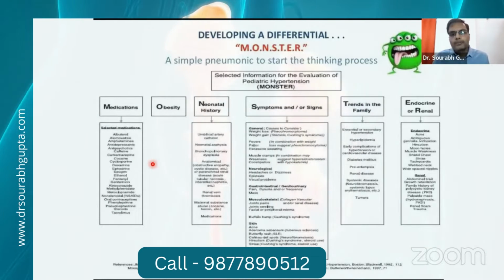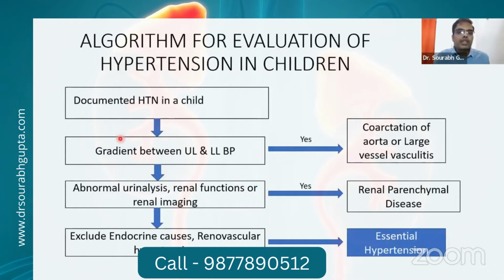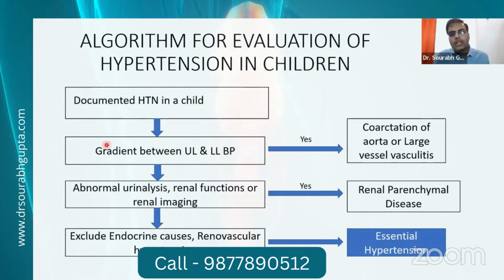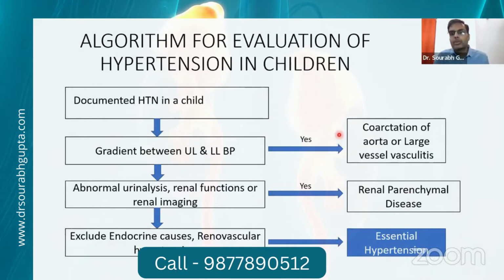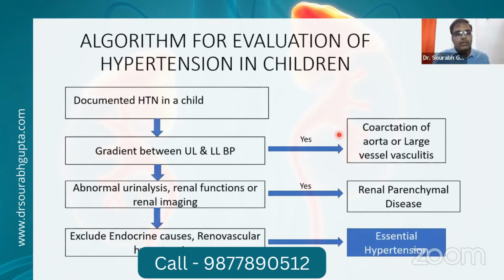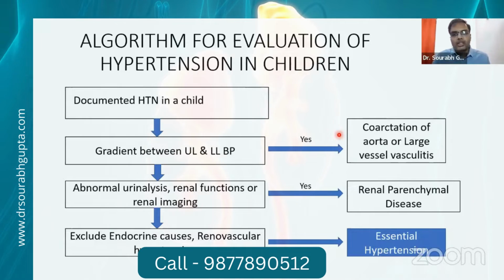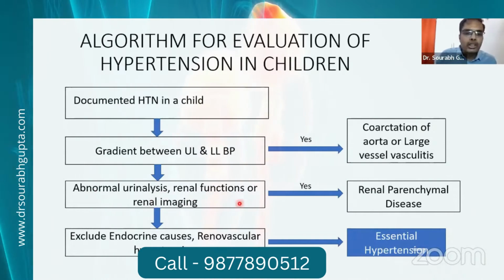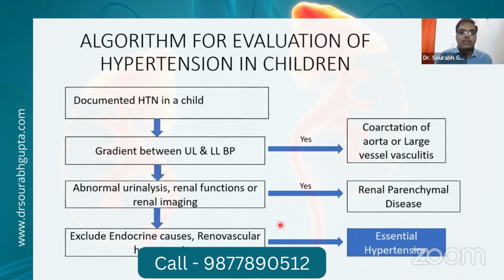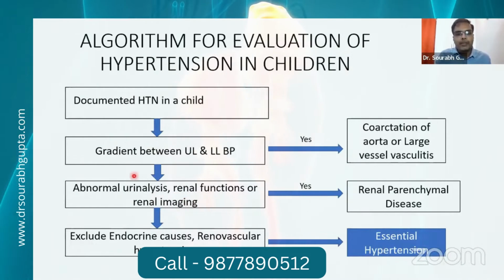So by this, you will make a framework in your mind of what exactly is the cause of hypertension in our patient. Once you document the patient is having hypertension, and you have done a 4-limb BP, you look for whether there is a coarctation. If there is no gradient, probably there is no coarctation, and probably no large vessel vasculitis. But it can still be renovascular and other disorders. So abnormal urinalysis, renal functions or renal imaging will mostly rule out a renal parenchymal disease, but not 100%.